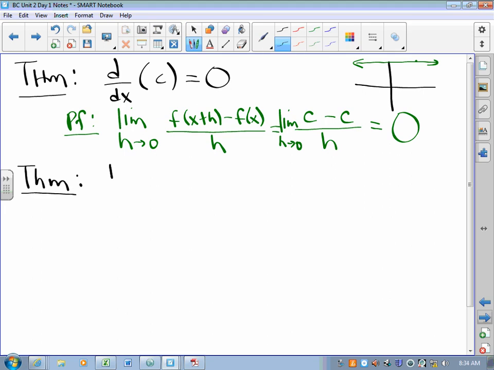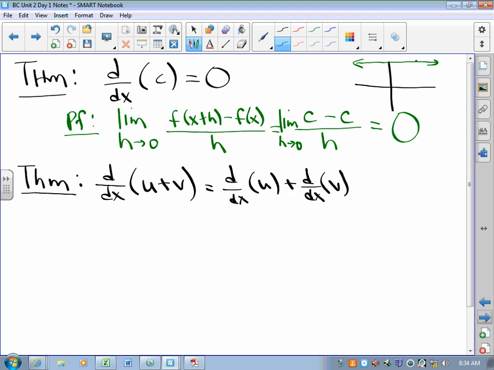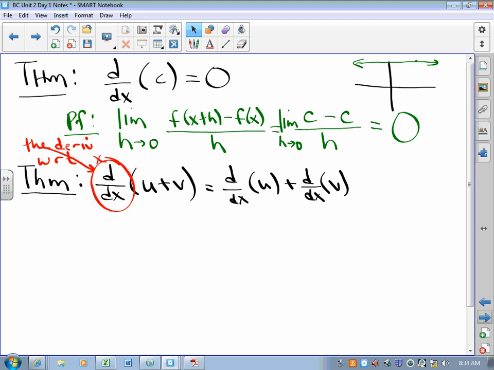Theorem 2. The derivative of a sum is the derivative of the first plus the derivative of the second. And just so we're clear, folks at home, this notation means the derivative with respect to x. So if we take the derivative with respect to x of the sum of two functions u and v, we expect to get the derivative of u plus the derivative of v. This also is an easy proof to sketch.